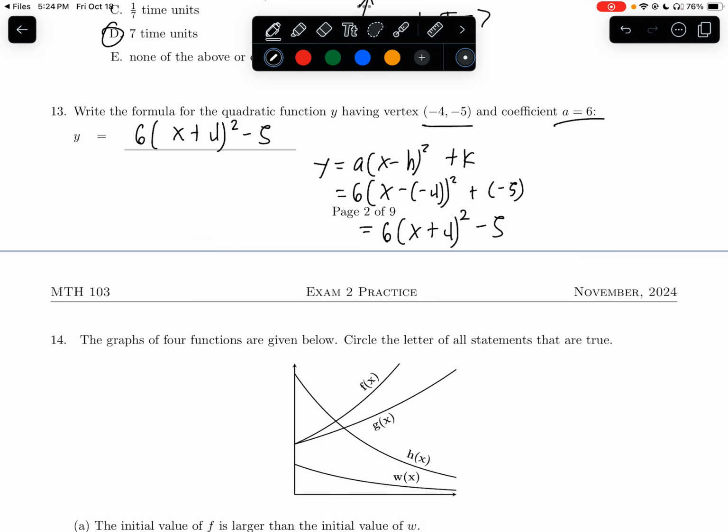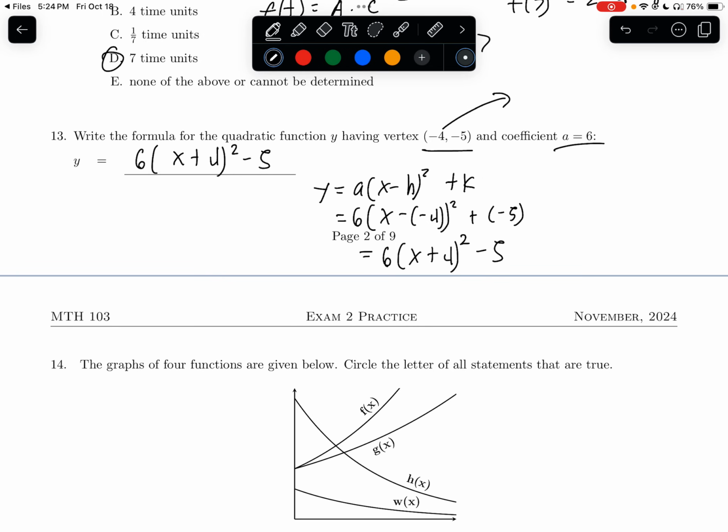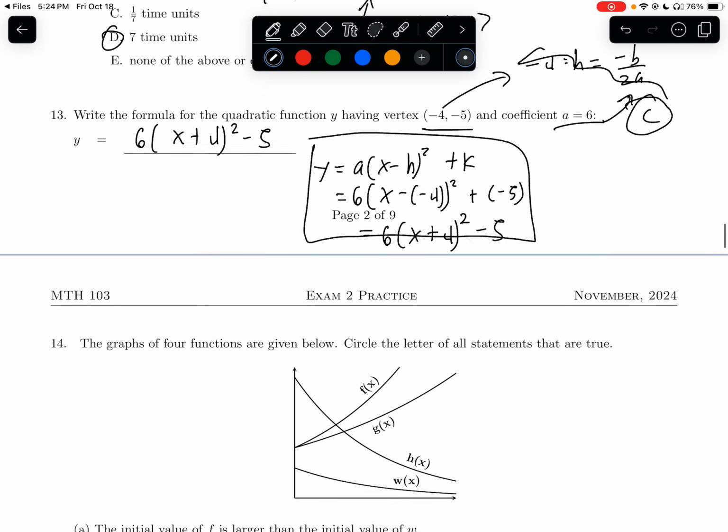There's not really another way to do this. You could use the fact here that -4 is h, so then that's -b over 2a, and you know a is 6. But this is going to be a little bit of work because you also have to determine what the constant number c is on the end. So this is really the strategy that I recommend that you take.